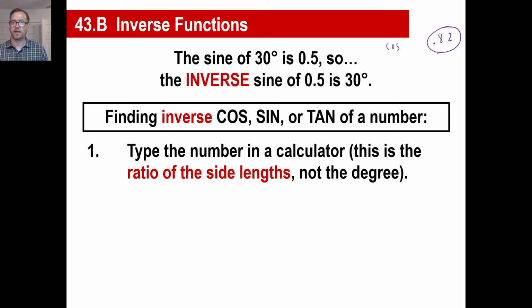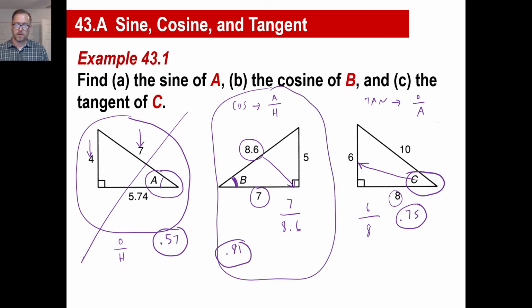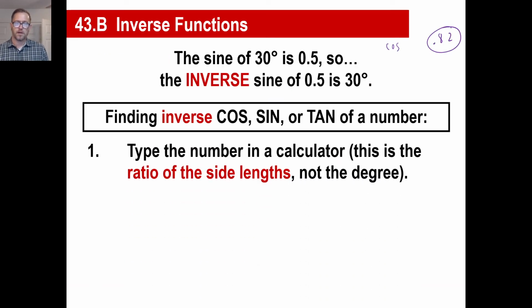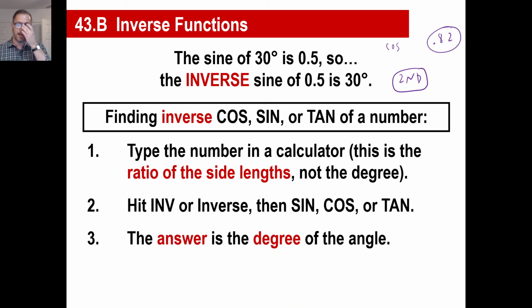Well, now if you look back at this, we found it's 0.81, we'll call it. So now we can look at this triangle and go, oh, since the so-and-so is 0.81, now we can find the angle measures of this and that. Interesting. And you work backwards and you push another button. So you type in the number in the calculator, let's say 0.82. Then you hit INV or inverse, or it might be second or 2ND on that to show you that you're not doing the original when you're going backwards. Then sine, cosine, or tangent. I'll show you how to do this, and the answer will be the degree.